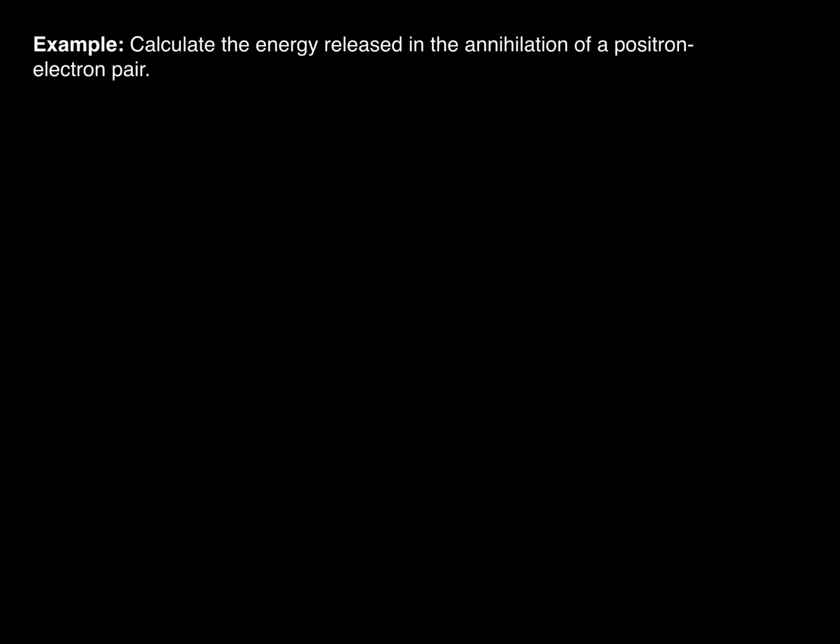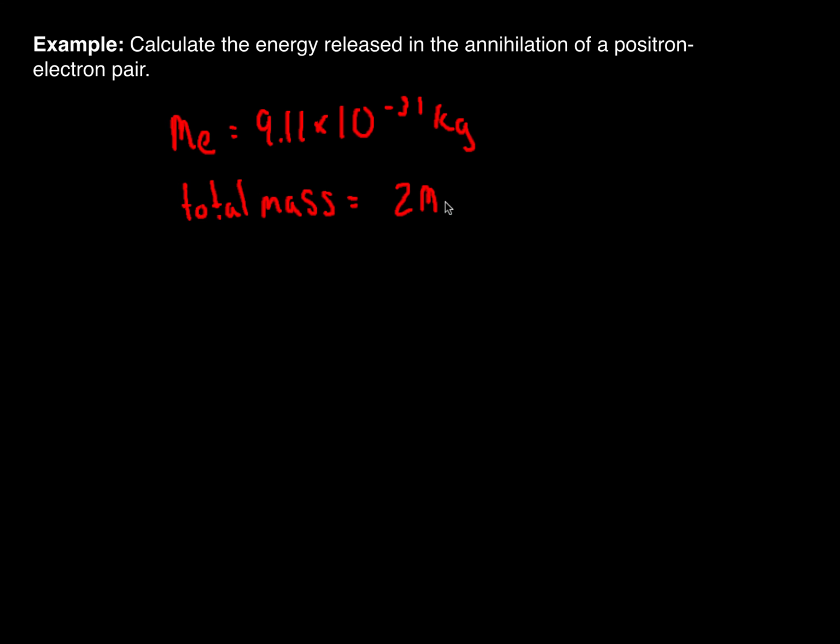Example: calculate the energy released in the annihilation of a positron-electron pair. The mass of the electron is 9.11 times 10 to the negative 31 kilograms. An electron and positron both have the same mass, so the total mass of an electron and positron combined is 2 times the mass of the electron, 2 times 9.11 times 10 to the minus 31, which is 1.822 times 10 to the negative 30 kilograms. We can determine how much energy is released when this total mass is converted into energy as the particles annihilate.